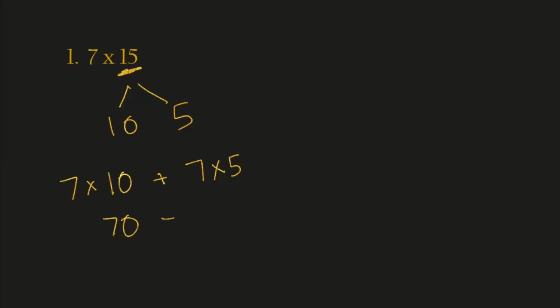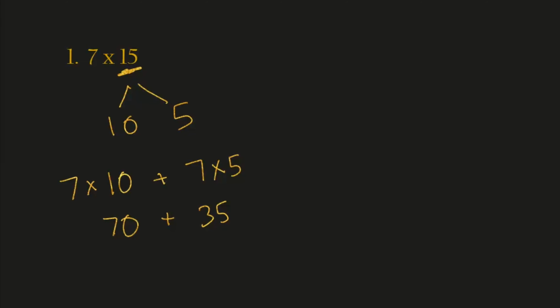So first, you have to split this 15 into 2. So let's split it into 10 and 5. So we're going to do 7 times 10 plus 7 times 5. 7 times 10 is obviously 70, plus 7 times 5, which is 35.